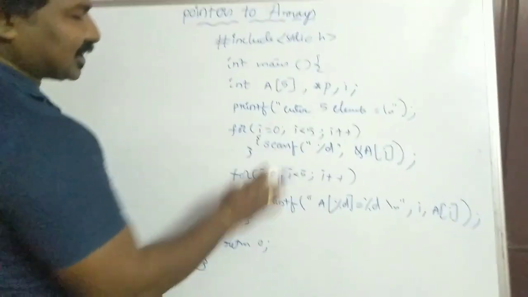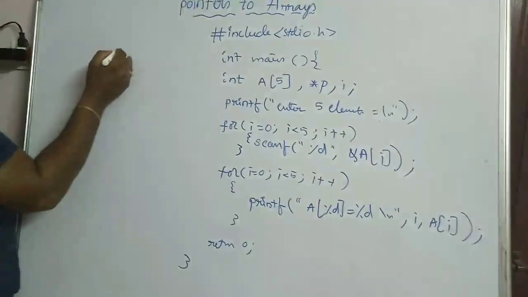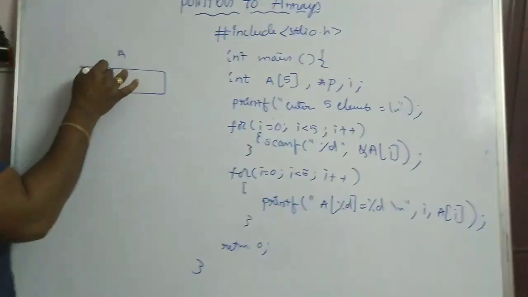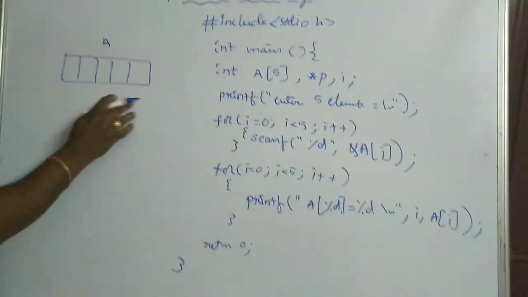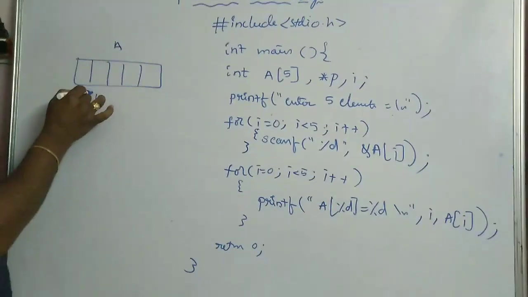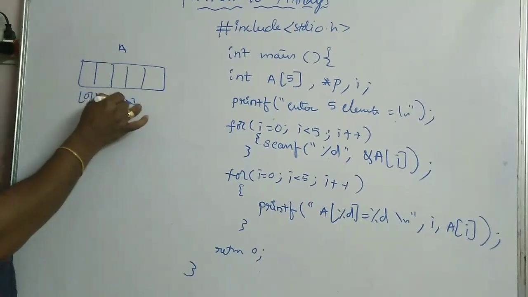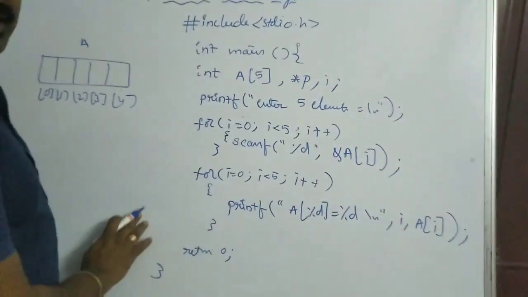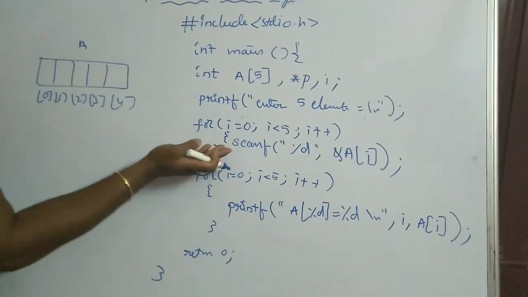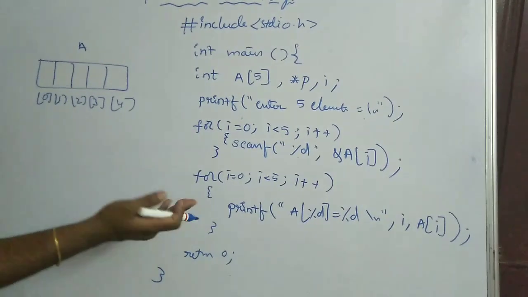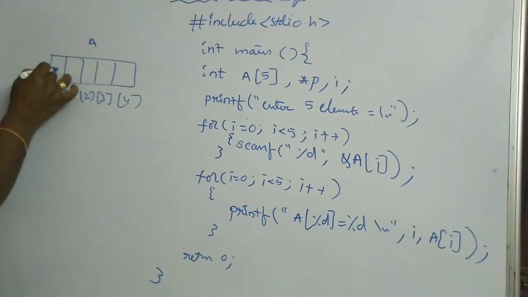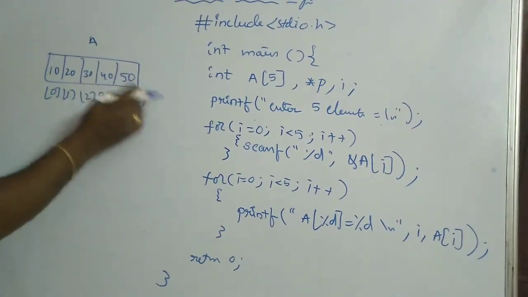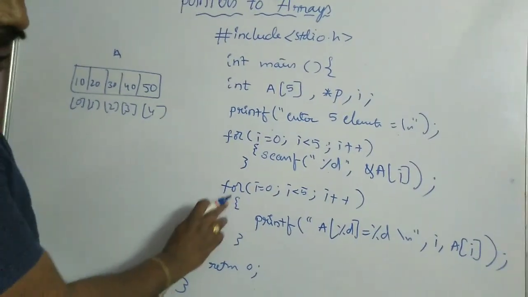So this can be explained with a small figure like this. There is an array called A with the size 5. So index values are 0, 1, 2, 3 and 4, and it is asking to enter the 5 elements. So assume that this scanf is reading 5 elements. I have entered 10, 20, 30, 40, 50. So I have entered 5 elements. Now I am printing all those elements.